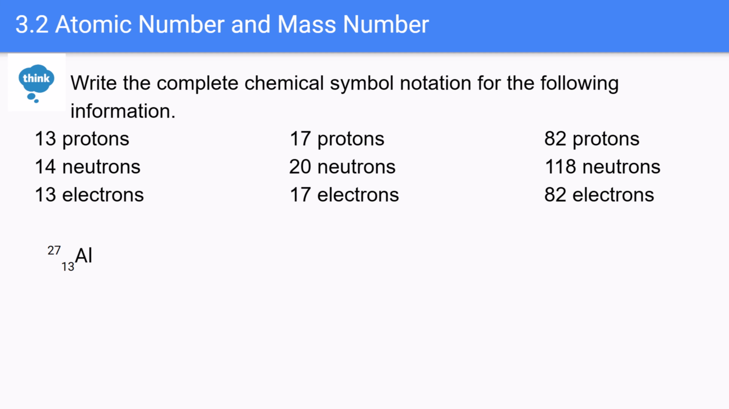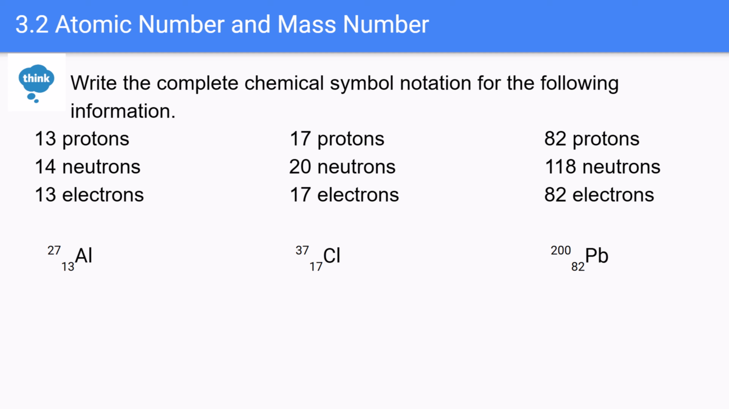We have 17 protons, 20 neutrons, and 17 electrons. Again, I look at my periodic table. I find that 17 protons is chlorine. When I add 20 to that, I get 37, so that means that the mass number is 37 and is placed in the top left-hand corner. And then lastly, we have 82 protons, that is going to be lead, and 82 plus 118 is going to give us 200. So again, making sure that you can work back and forth from this information.